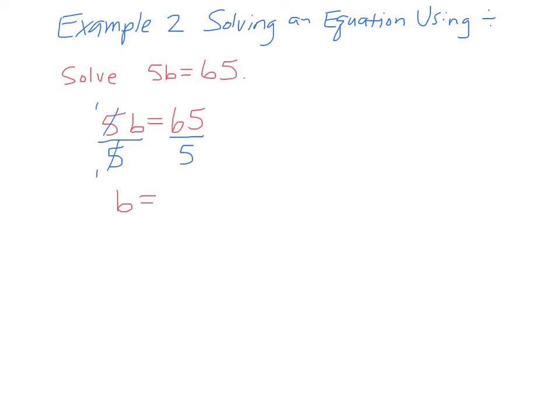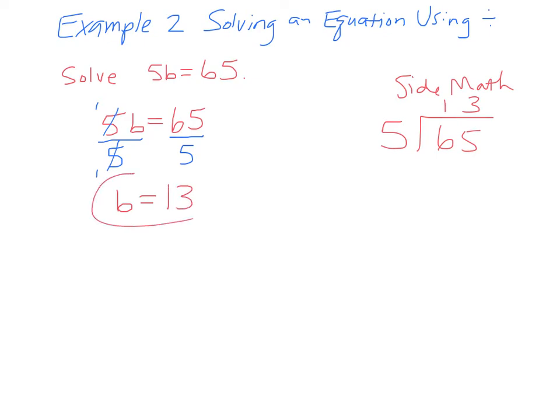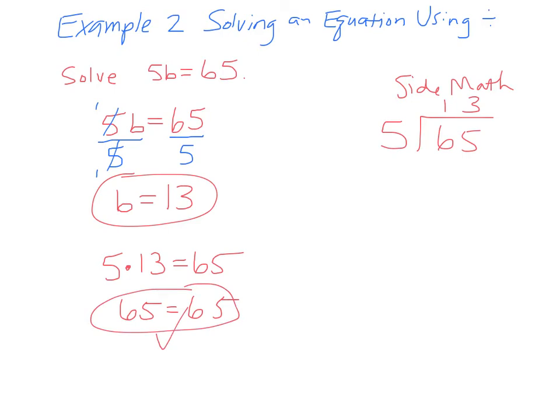65 divided by 5. Again, if you have to do your side math for this, go for it. But you would write it just like this, 65 divided by 5. 65 divided by 5 equals 13. And that becomes my solution for b. So this would be your answer, and then to check it, you would just say 5 times 13 equals 65. 65 equals 65. And it checks.